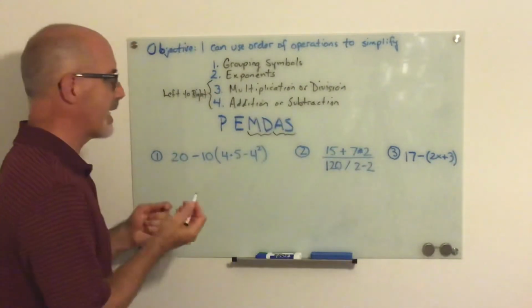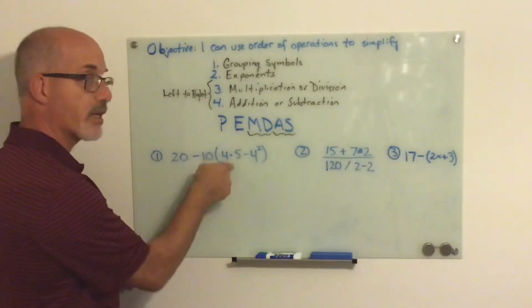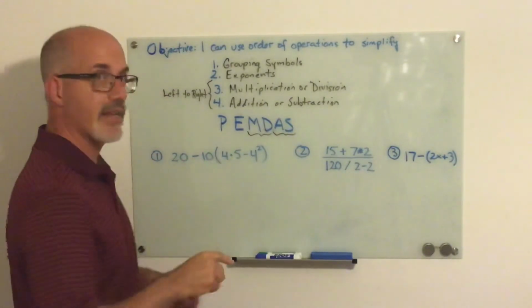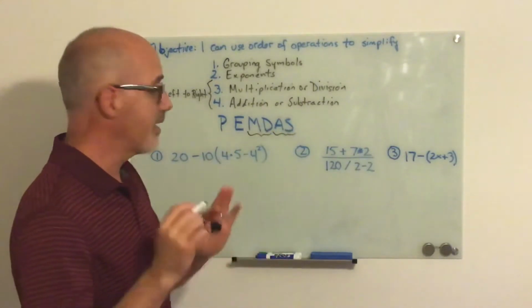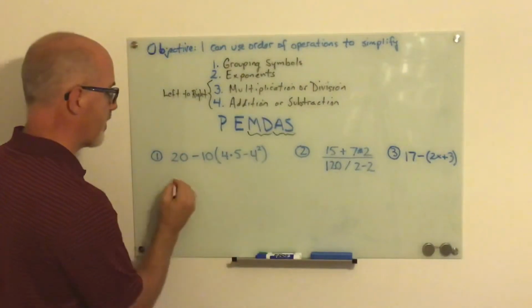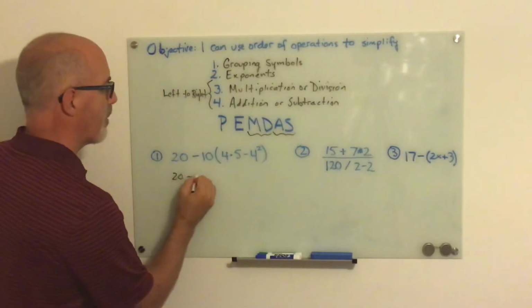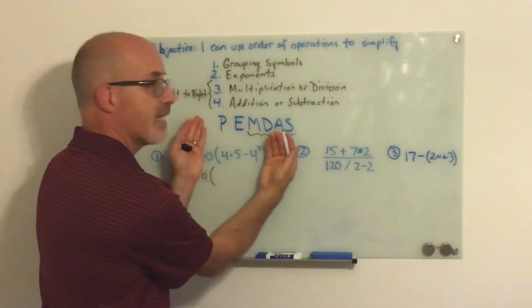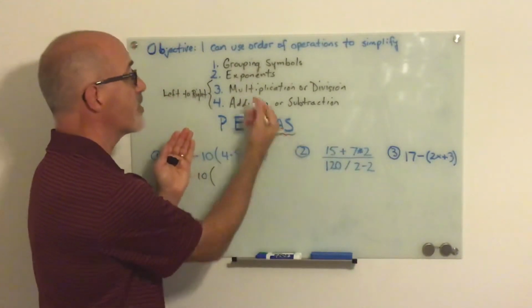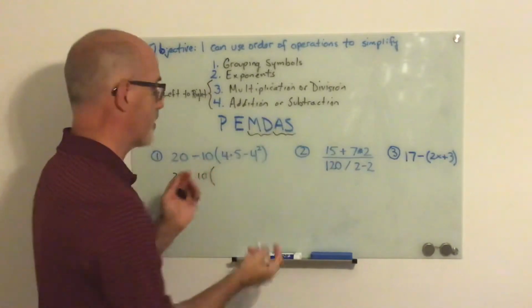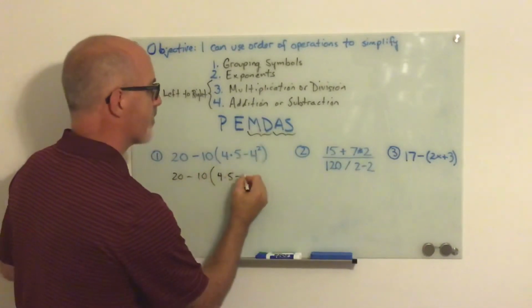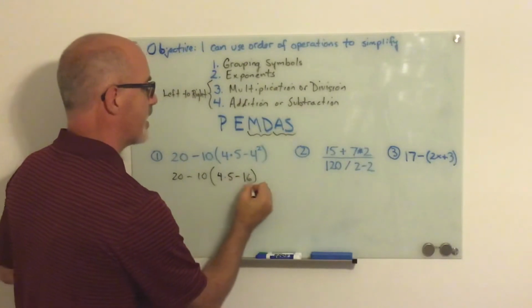This first one, again, we look at our order here. We're going to do what's in the parentheses first. You're tempted to do 20 minus 10 first and get a 10. Nope, you want to do what's inside first. So we're going to have 20 minus 10 times, and on the inside, now we just look at the inside here and say what comes first. Then we do the exponents. So I'm going to have 4 times 5 minus 4 squared, which is equal to 16.